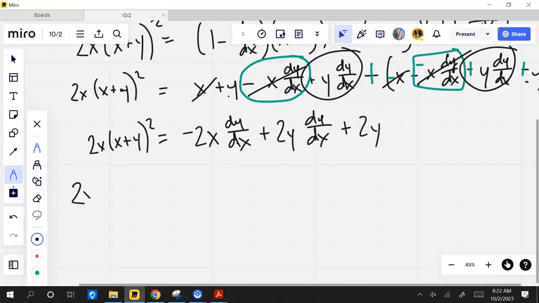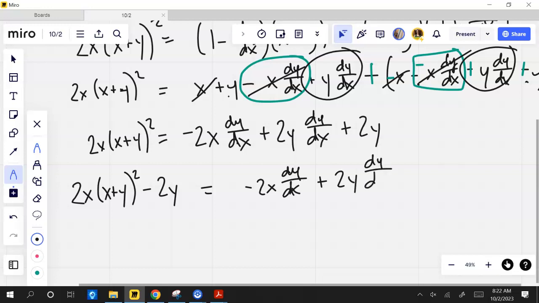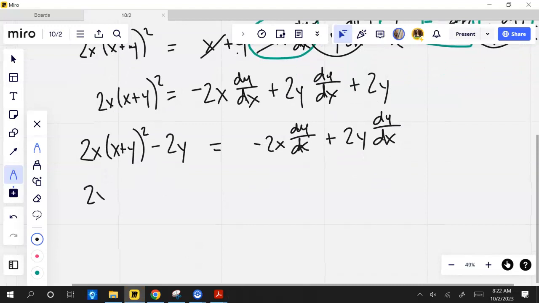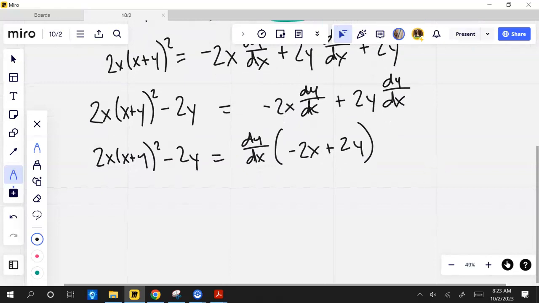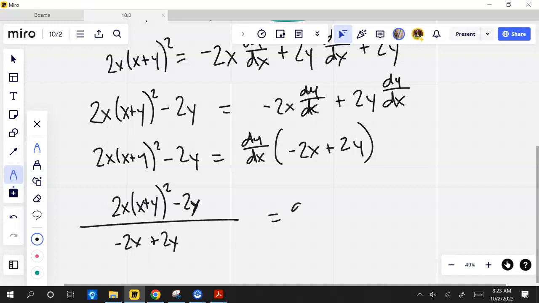Minus 2y. So now I have 2x times x plus y squared minus 2y. Factor that dy dx out from the right side. So now I have dy dx times negative 2x plus 2y. And now I'm going to divide by the negative 2x plus 2y. So I get 2x times x plus y squared minus 2y over negative 2x plus 2y. I'm going to leave it right there.